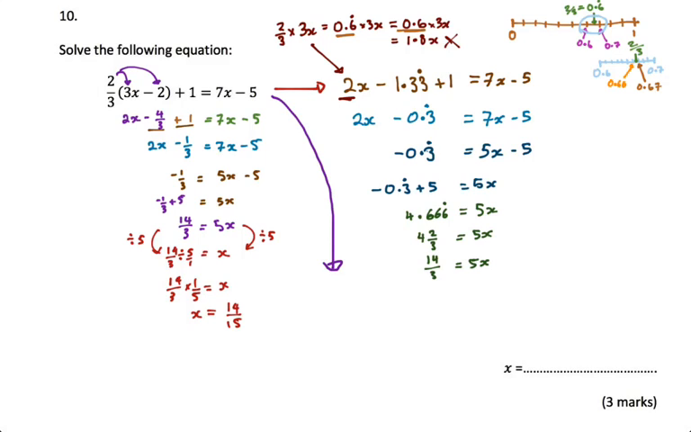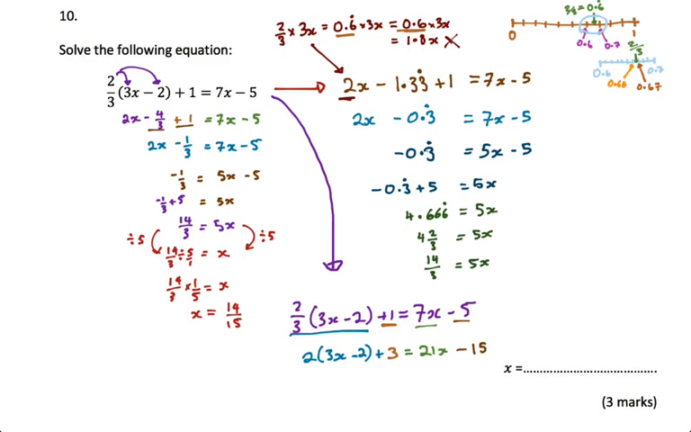Okay, this is all very well. I think a nicer way to start this question would have been to take the question that you were given and say, what don't I like about it? Well, the thing I don't like about it is the fact that I've even got a fraction. So you could get rid of this fraction if you times everything by 3. So if we times this term by 3, we've got 2/3 times 3x minus 2. If we times this term by 3, you're going to get 2 lots of 3x minus 2. Times the next term by 3 and you get 3. Times this term by 3 and you get 21x, and times this term by 3 and you get minus 15.